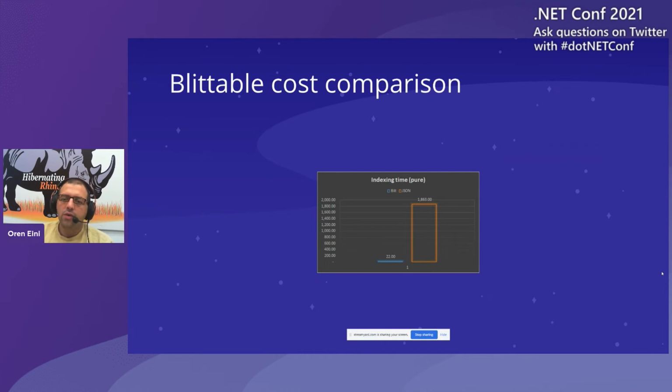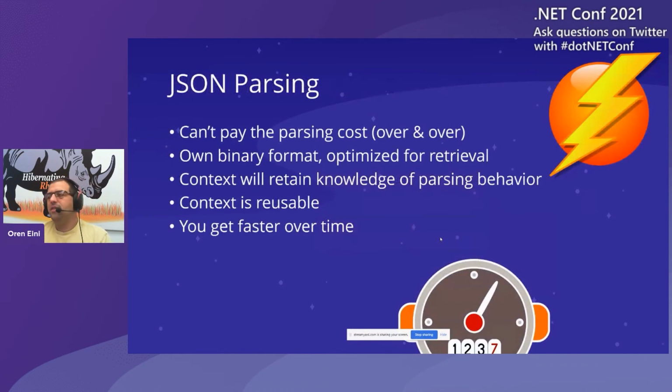And just to give you some idea, here is the difference in performance. This is the bleedable and this is the JSON version. Now, that had some significant advantages. We don't pay the parsing cost every time that we read from the disk. We have the format that is optimal for retrieval. We start learning the shape of our documents and use that.